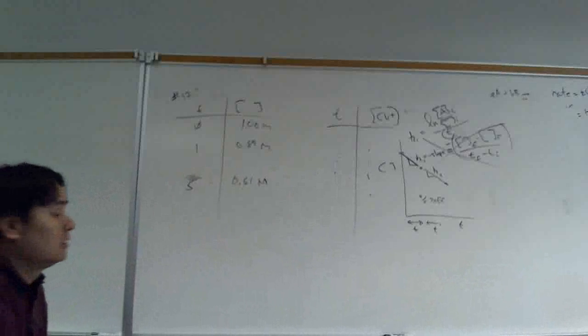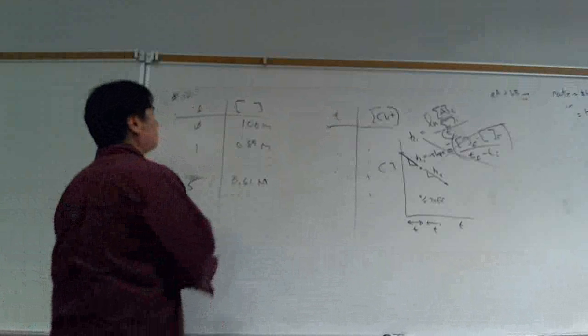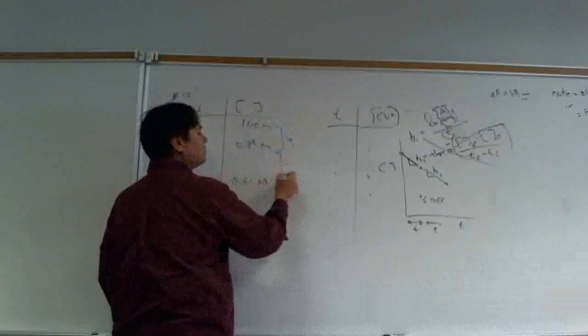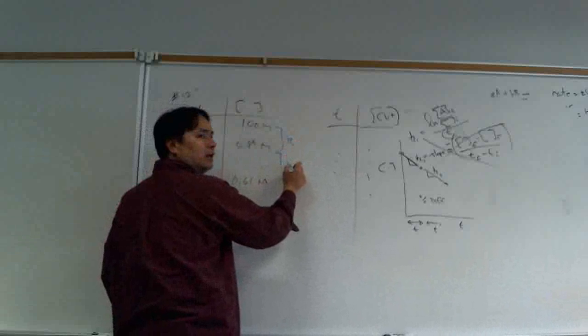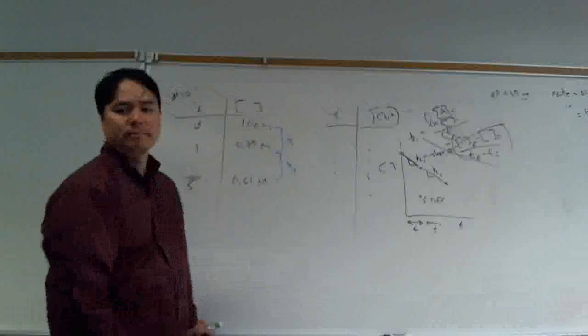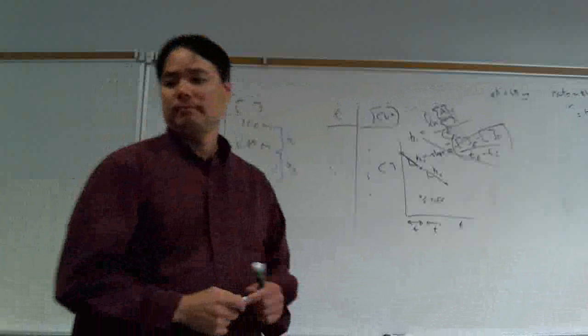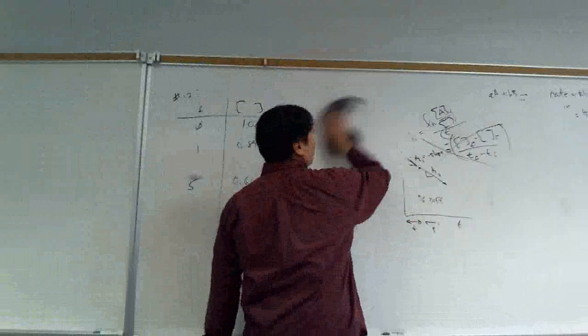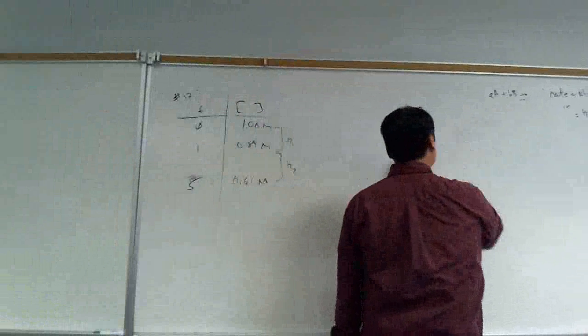So I just look at the slope. The slope between the first 2 points I'll call K1. The slope between the second 2 points I'll call K2. I don't know. But we'll soon find out.